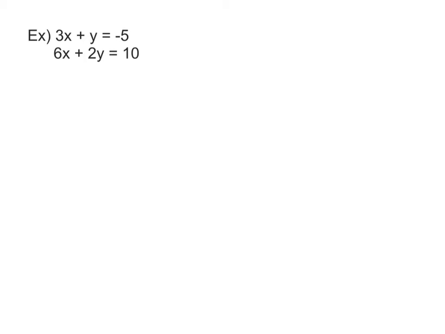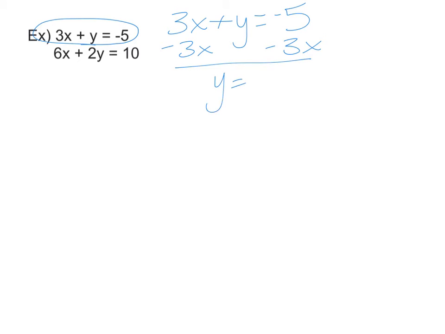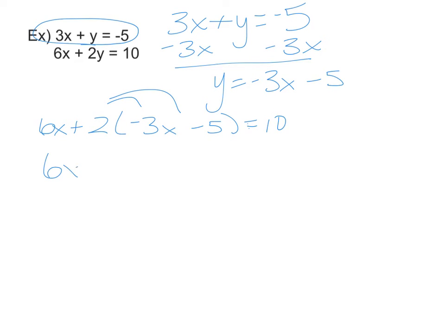And in this case, the top one's pretty easy to solve for. If I have 3x plus y equal to negative 5, I can solve for y by subtracting 3x over. So I have y equals negative 3x minus 5. So I'm going to take that and I'm going to plug it in. So 6x plus 2 times negative 3x minus 5 equals 10. From there, here's where I'm going to distribute. So I have 6x minus 6x minus 10 equals 10.